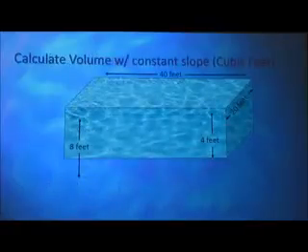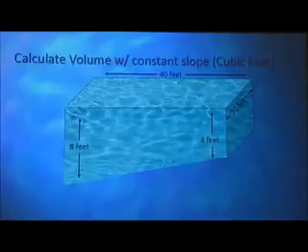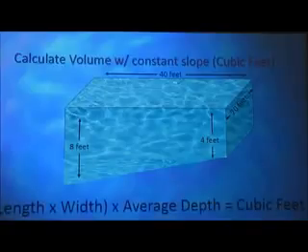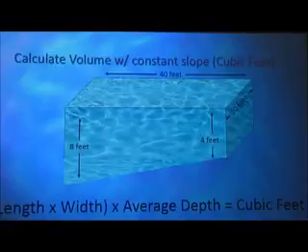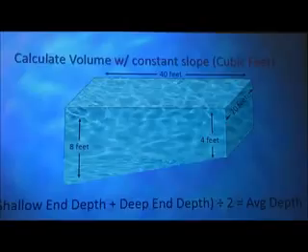Sometimes pool depths range and have a slope. This pool goes from 4 feet to 8 feet deep. To calculate the cubic foot of area here, we would need to multiply length by width by the average depth to get cubic feet. First, we calculate the average depth. To calculate the average depth, you take the depth of the shallow end, add it to the depth of the deep end, and divide that number by 2.